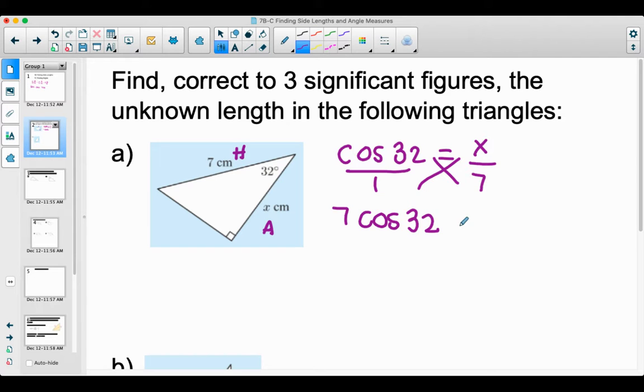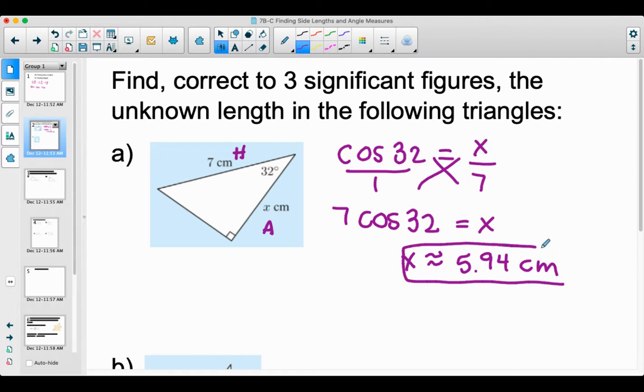Okay, so we have 7 times cosine of 32 is equal to x. So we can plug that into our calculator. Make sure that you are in degrees and not radians. And correct to 3 sig fig, we get 5.94 centimeters. And there is your answer. So that's an example of cosine.